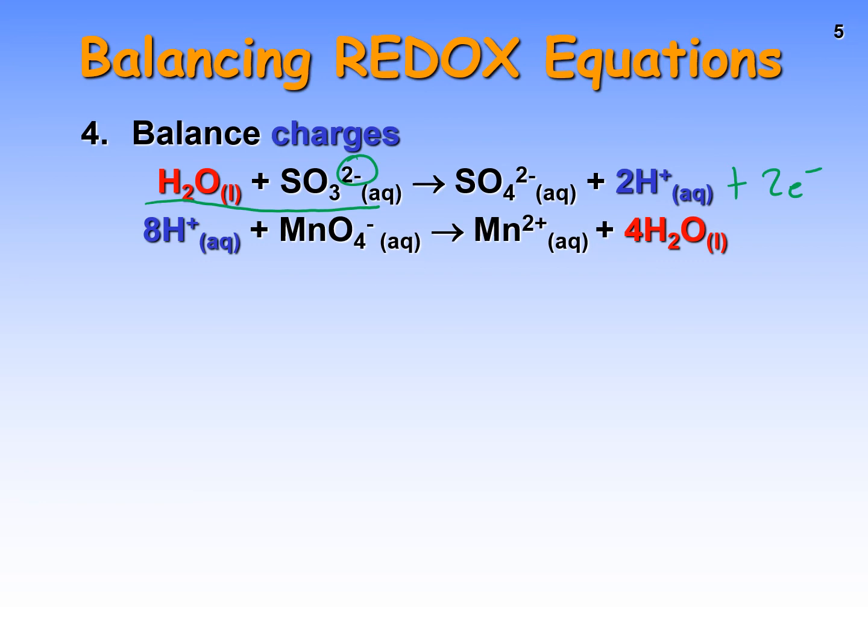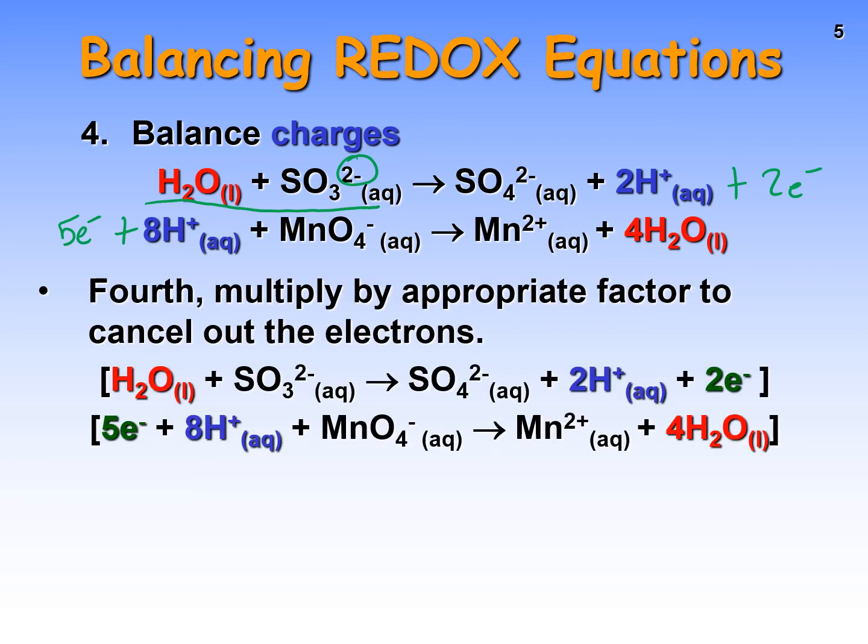Same thing is true for this one, right? I have a -1 charge here and a +8 charge there. So this is +7 on the left, but it's only +2 on the right. So I need to add electrons to the left side now, and I need to add 5 of them, because 5 plus 6 plus 5 plus 1, -1, gives me -6, plus 8 gives me +2. And now I have +2 on both sides.